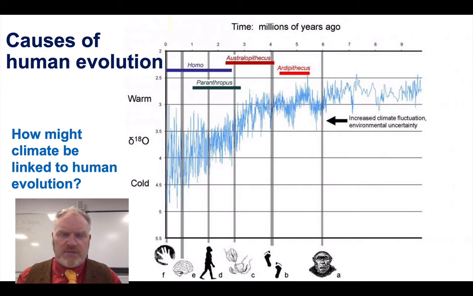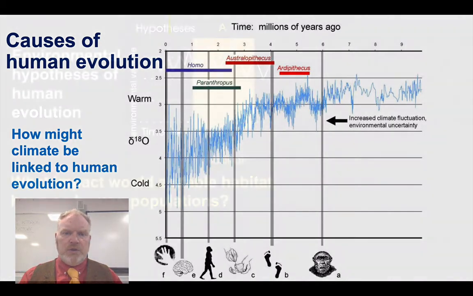We can see that there's instability within the climate, but that instability, that variability within the climate, seems to be increasing. There's a greater gap between the higher points and the lower points on this curve as we get to more recent time. That presents a whole series of challenges for organisms. And it perhaps suggests why humans have evolved as they have. Let's explore that in a little more detail.